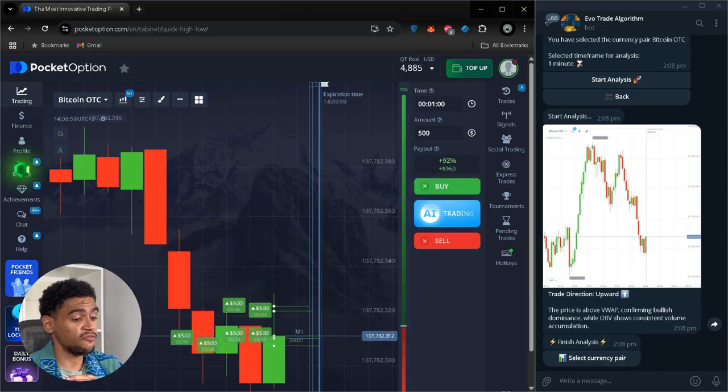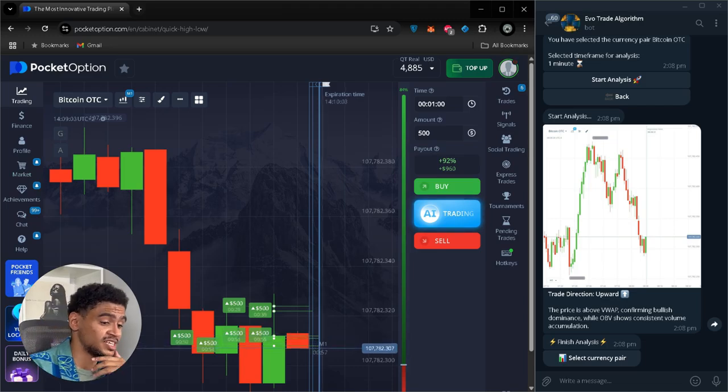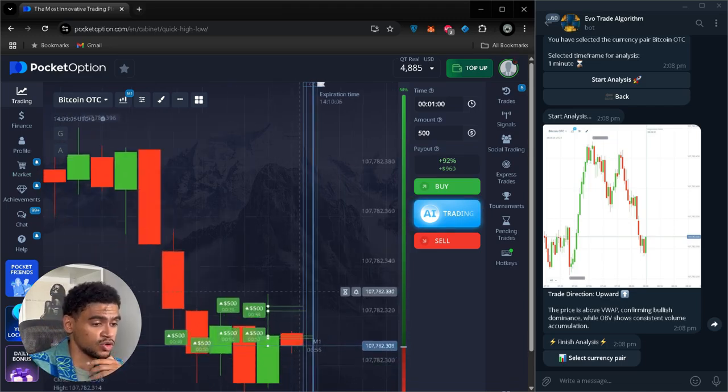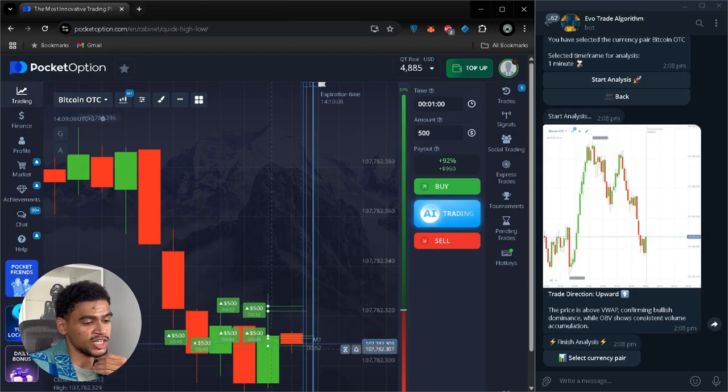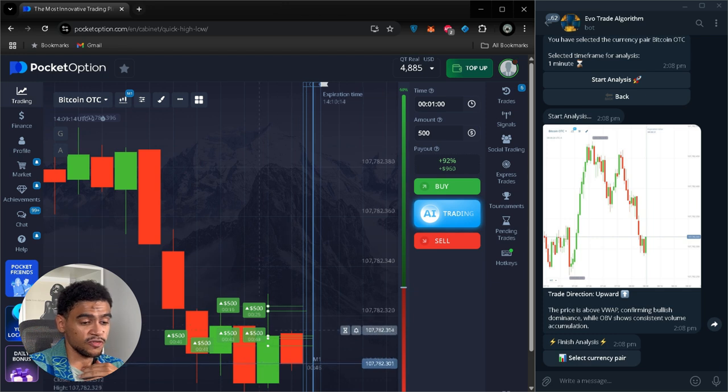This is now a very big trade. This is actually $3,000, which is very big. This is almost all of the money we made, but that price drop let me know everything that I needed to know, that there is a lot of pushback coming in, a lot of volatility. And as you can see, the price is above VWAP, confirms bullish dominance, while OBV shows consistent volume accumulation.